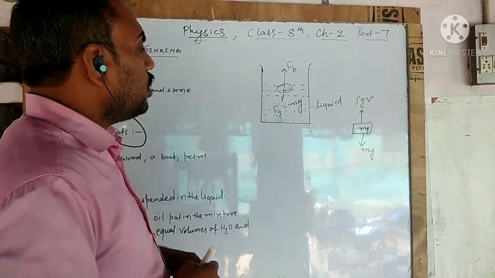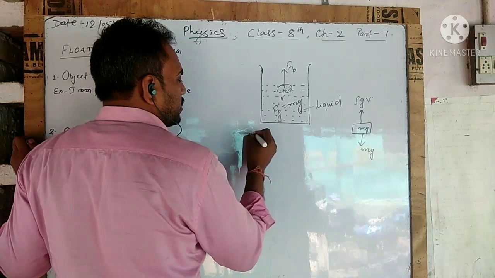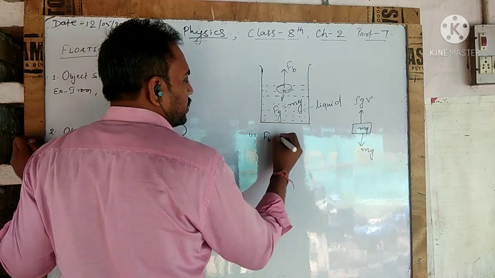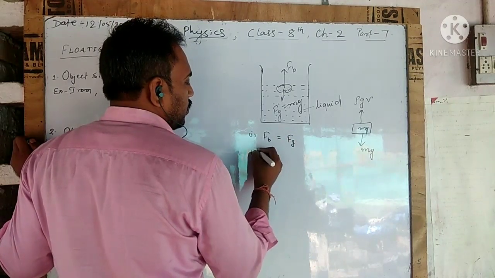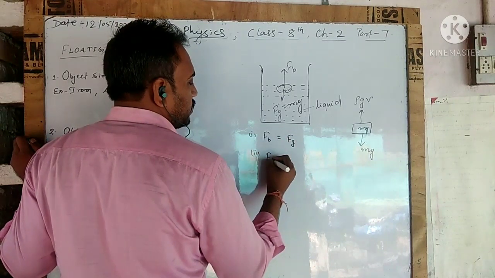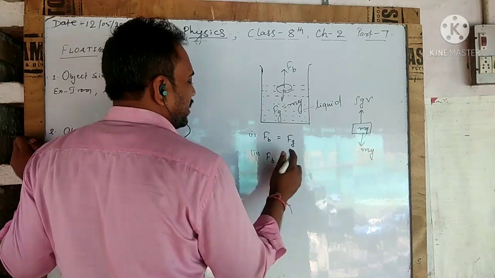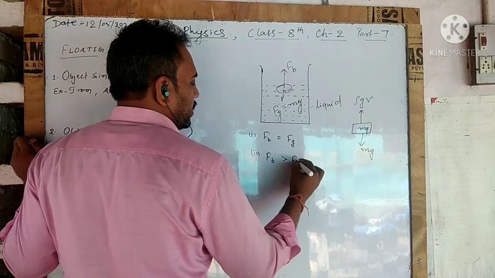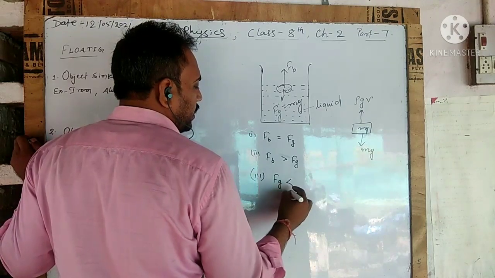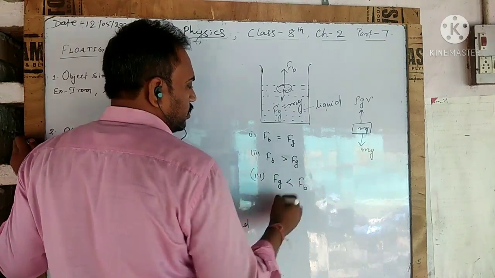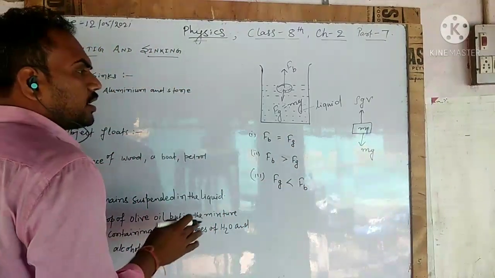Three cases arise. The first case is that the force of buoyancy is equal to the force of gravity. Second, the force of buoyancy is greater than the force of gravity. Third, the force of gravity is greater than the force of buoyancy. So I have to compare these.